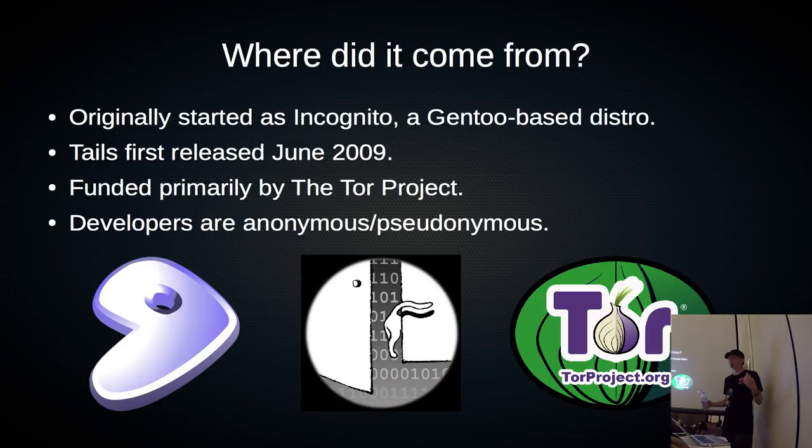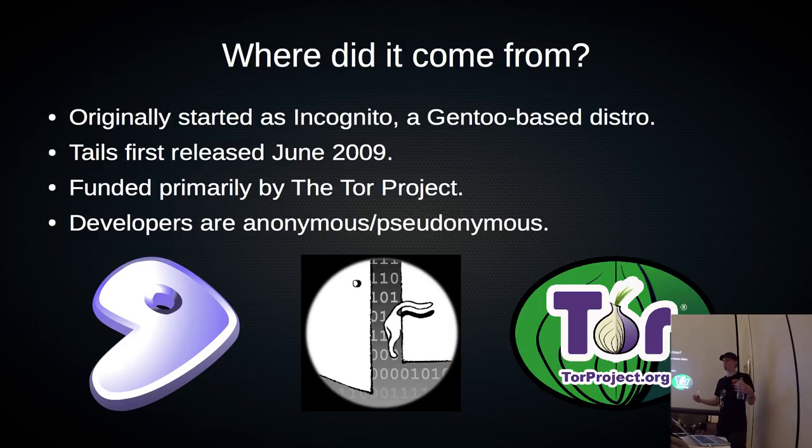Where did Tails come from? It originally started out as a project called Incognito. That was a Gentoo-based distribution. I believe it was released originally in 2008. Started out in January, I think by August they had closed up shop. From there, in 2009, Tails was first released. Had a pretty horrible logo, as you can see there. I had no idea what that was even supposed to be. I thought it was like a rabbit head or something. Turns out it's a cat walking through a door. I'm glad they've definitely changed it up, made it a little bit more user-friendly.